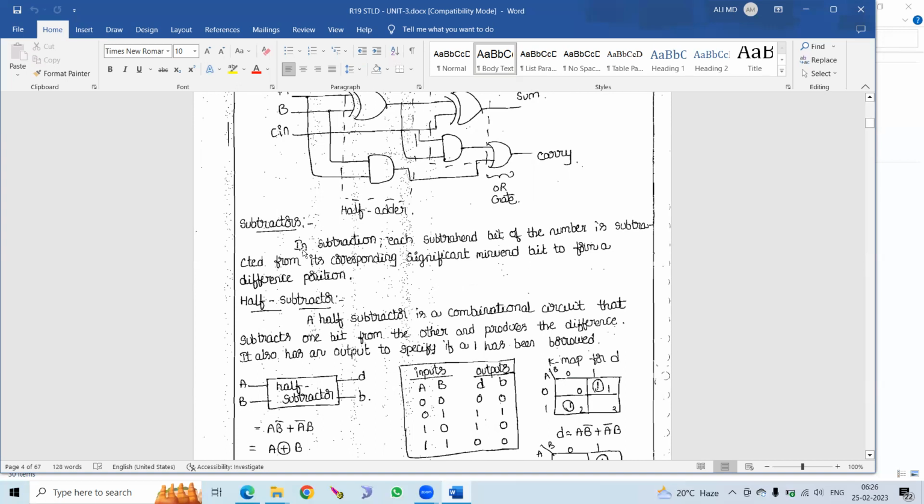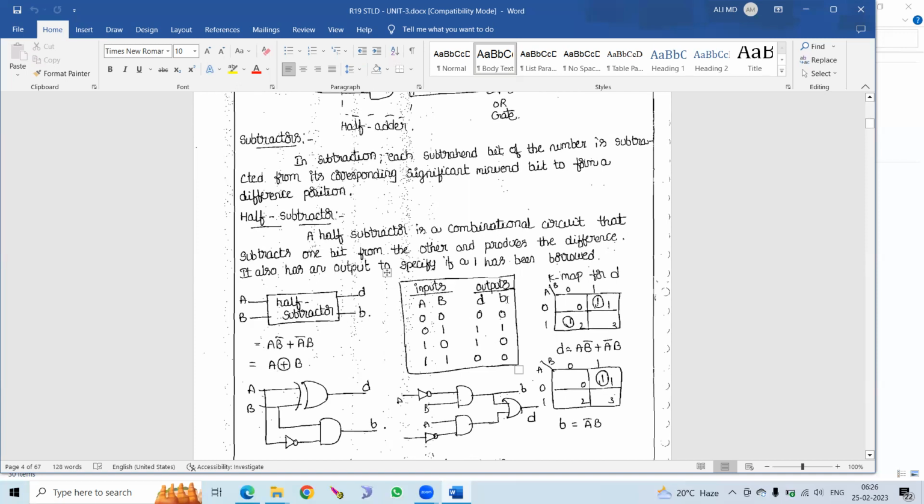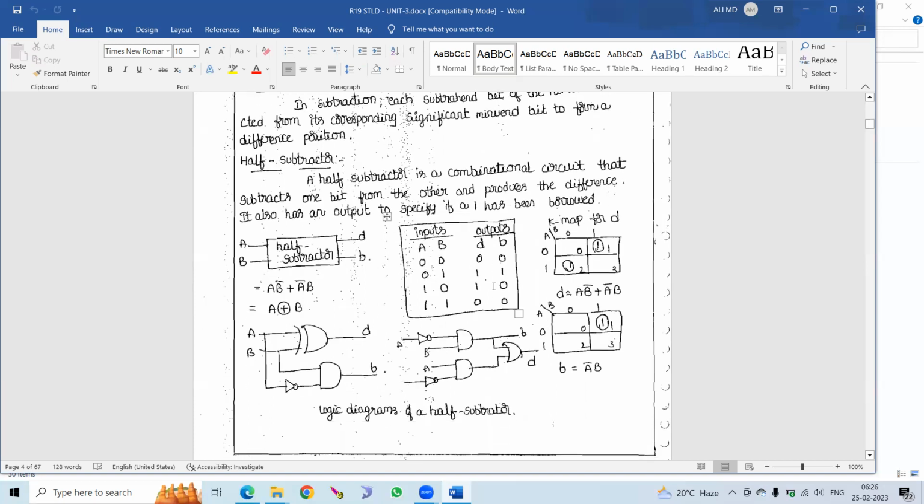Now the subtractor. Whereas in addition we add two bits, here we can subtract two binary bits. In subtraction we get the difference and the borrow, the two output variables. We subtract one bit from another bit to produce a difference and a borrow output. Here, the subtraction of two bits covers 0 0, 0 1, 1 0, 1 1.